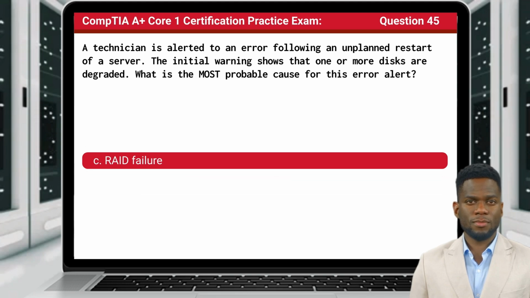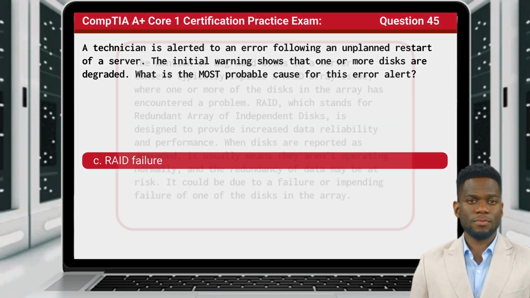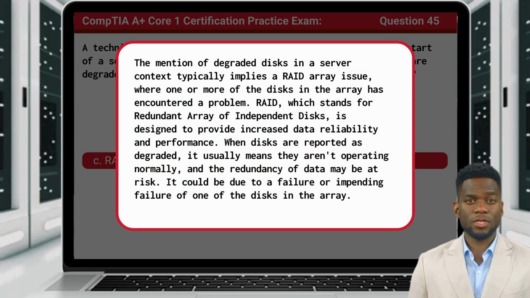The answer is C. RAID failure. The mention of degraded disks in a server context typically implies a RAID array issue, where one or more of the disks in the array has encountered a problem. RAID, which stands for Redundant Array of Independent Disks, is designed to provide increased data reliability and performance. When disks are reported as degraded, it usually means they aren't operating normally, and the redundancy of data may be at risk. It could be due to a failure or impending failure of one of the disks in the array.